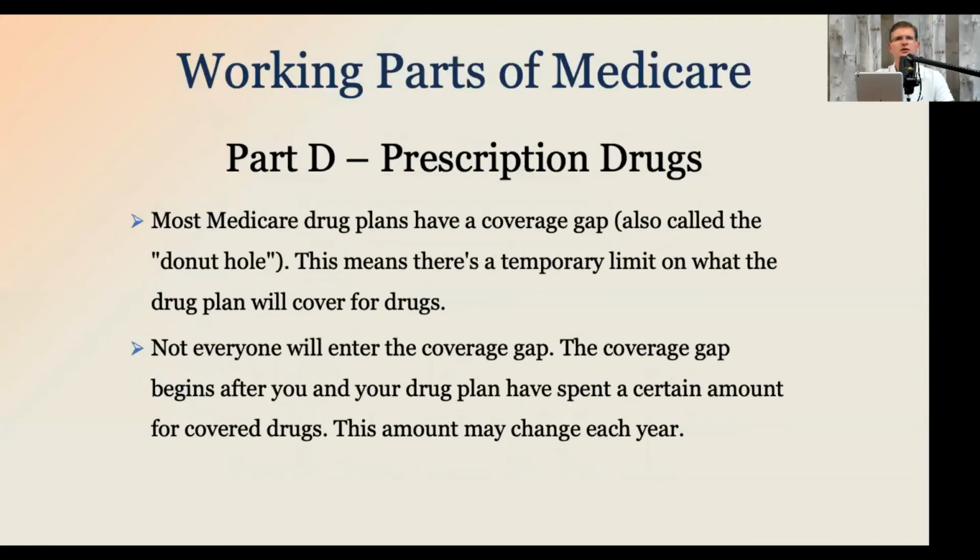Most Medicare drug plans have a coverage gap, also known as the donut hole. That means that there's a temporary limit on what the drug plan will cover for drugs. Not everyone will enter the coverage gap. The coverage gap begins after you and your drug plan have spent a certain amount for covered drugs. This amount may change each year.